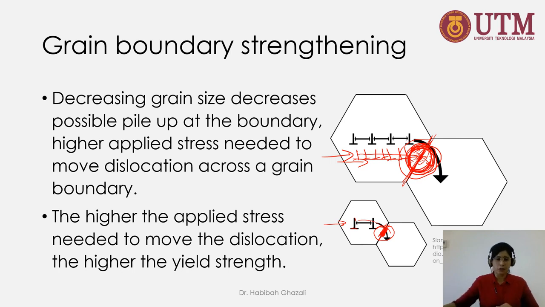So the higher the applied stress needed to move the dislocation means we are now creating a material with a higher yield strength. So how do we get a material with a smaller grain size? During solidification, we can add grain refiner. The more grain refiner inside the material, the more nuclei will form, and a lot more grain can form simultaneously.